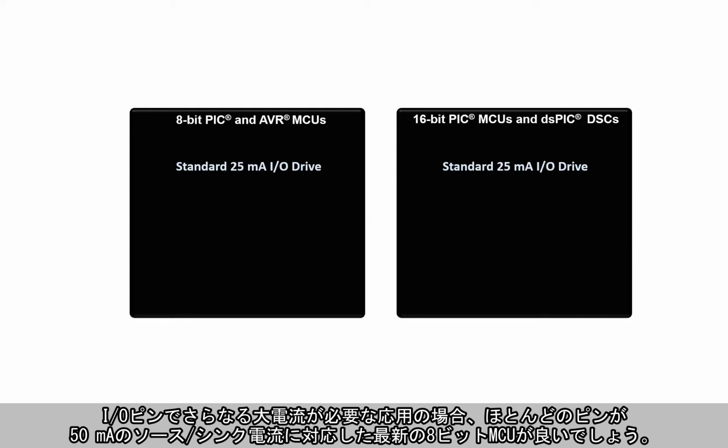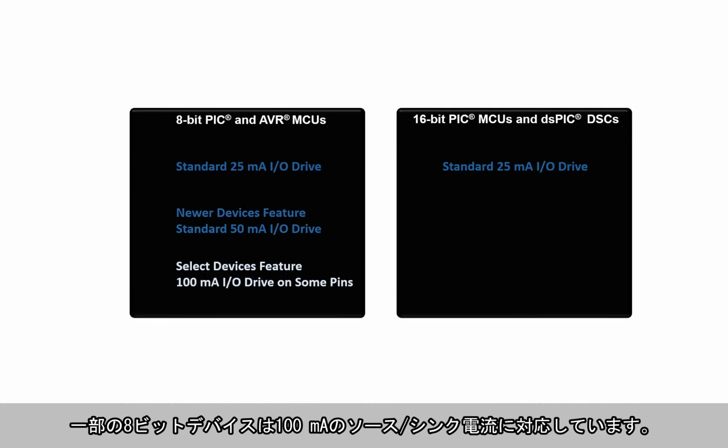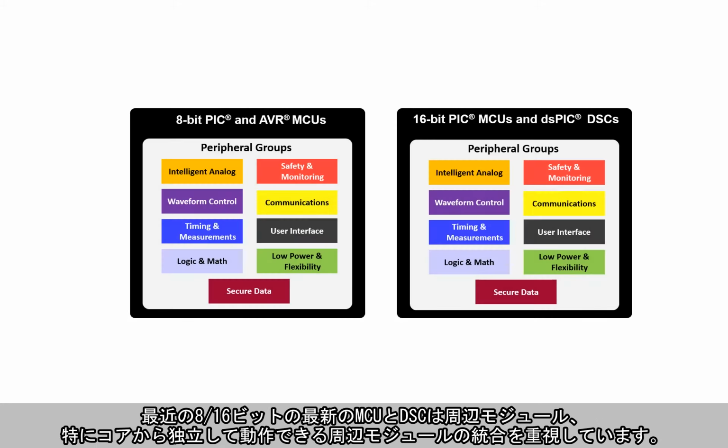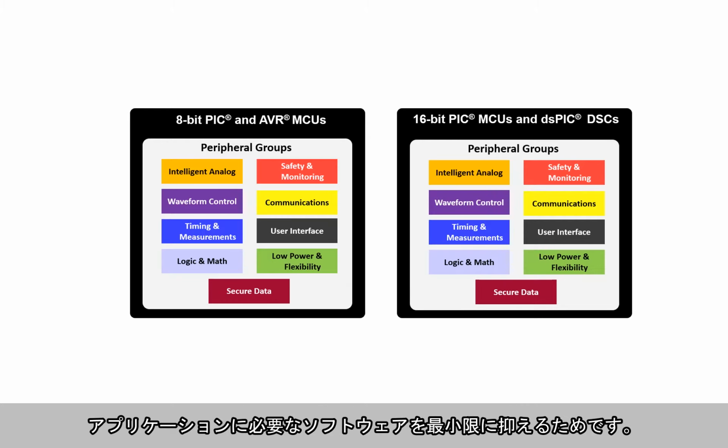Applications requiring higher current on the I/O may benefit by using recent 8-bit devices that feature 50 mA source sink currents on most pins, with some select 8-bit devices featuring 100 mA source sink capable pins. Recent 8 and 16-bit microcontrollers and digital signal controllers focus on peripheral integration, especially those peripherals that can operate independent of the core, minimizing the amount of software needed for the application.